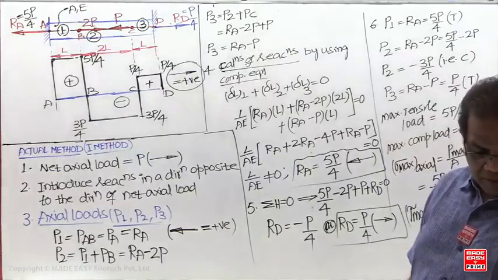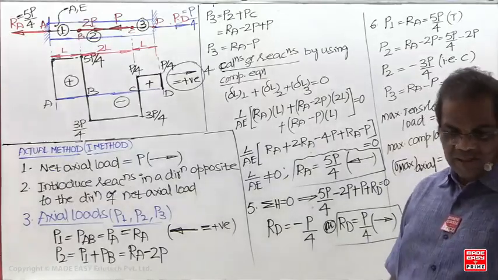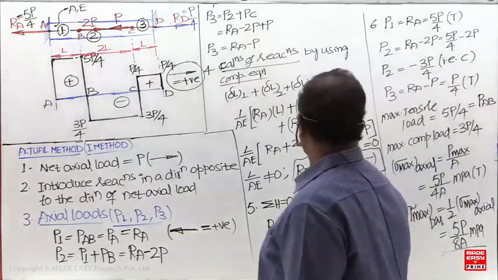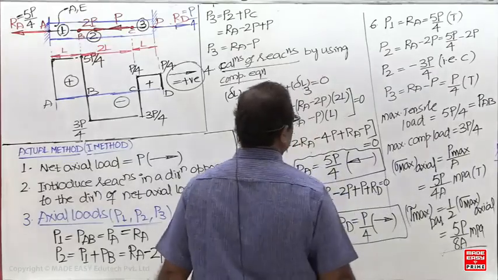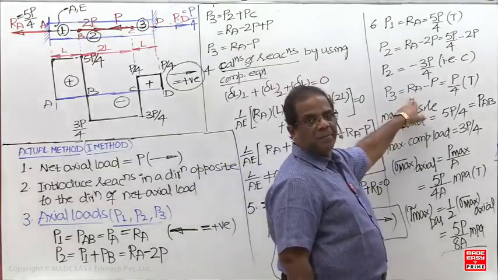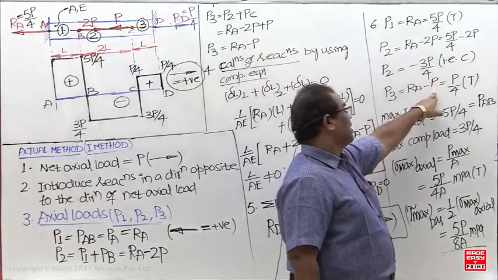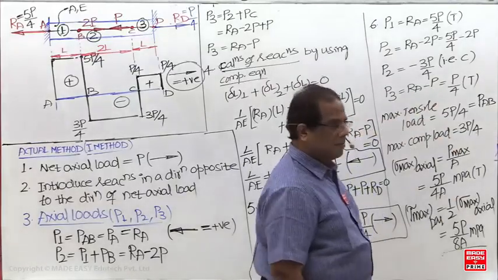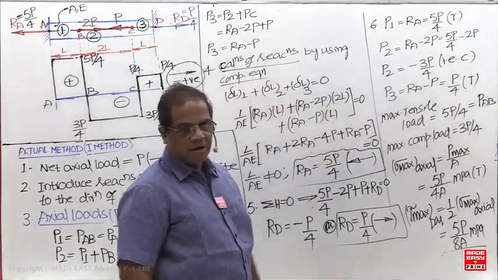How is P3 compressive, my dear friend? P3 is tensile. How is it compressive? P3 equals RA minus P. RA is how much? 5P by 4. 5P by 4 minus P is P by 4, tensile. Mr. Anurag.